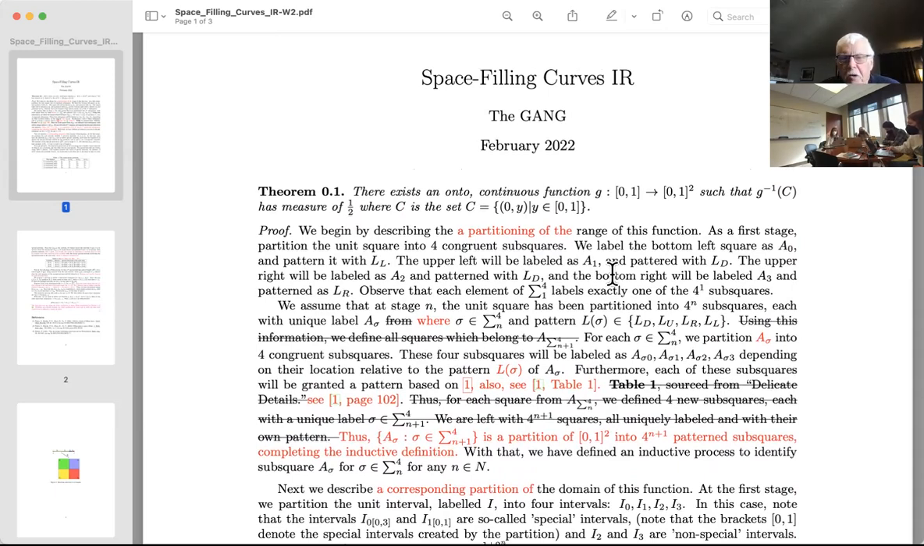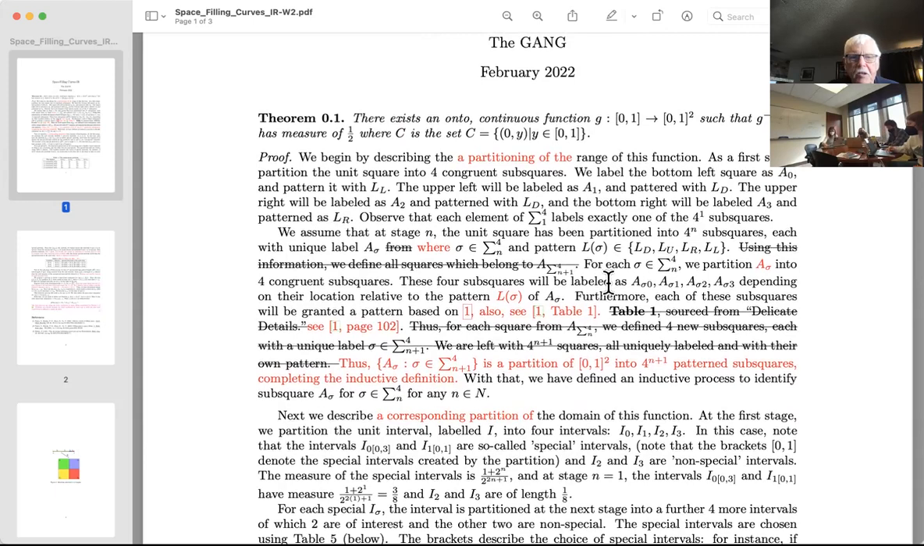So everything looks good, 4 congruent subsquares, then the labeling of those subsquares, and so on. In the second paragraph, then, we're going to do the induction. We assume at stage n, the unit square has been partitioned into 4 to the n subsquares, each with a unique label, a sub sigma. And then instead of from, I put where sigma is in sigma for n. Each of these has a unique label and a pattern. And I added the L of sigma, the pattern of sigma, L being the pattern. So the pattern of sigma is one of these guys.